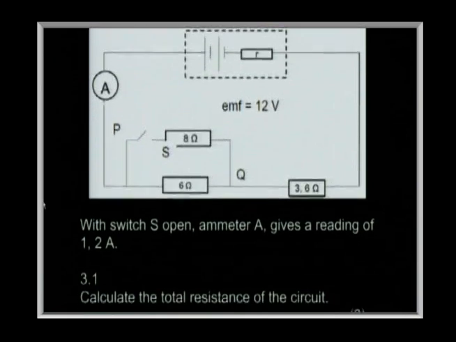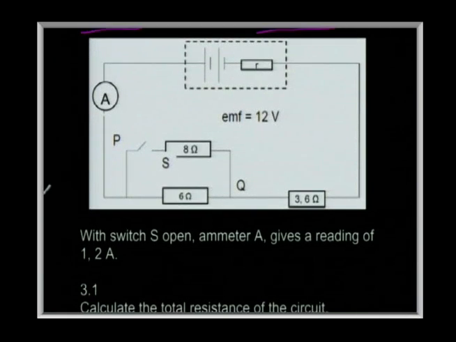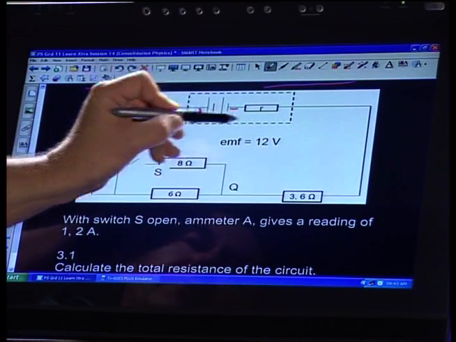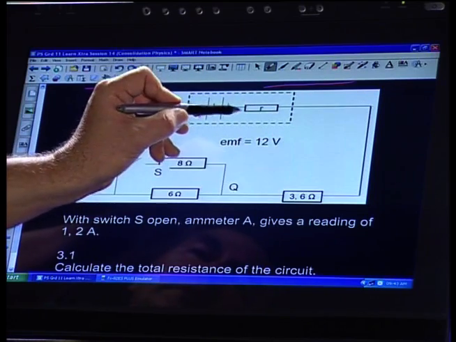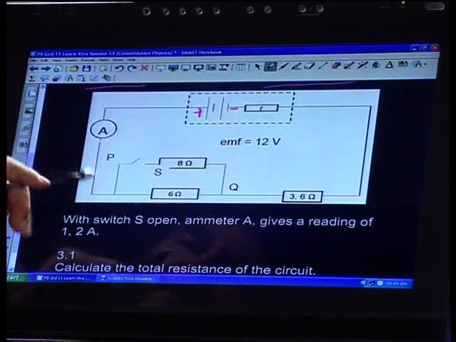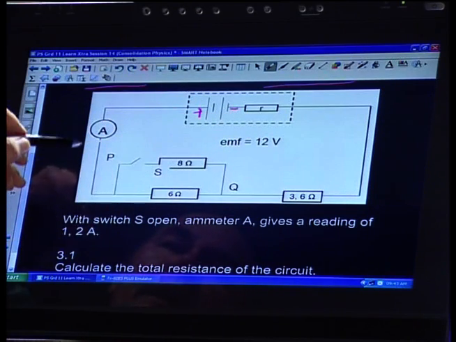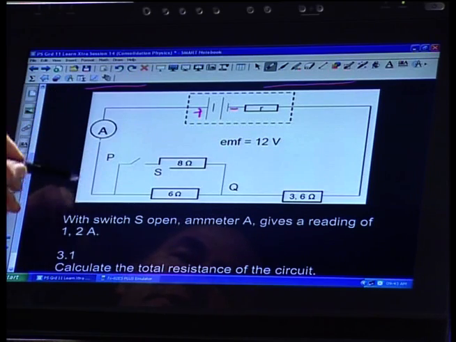So there we've got the question, and we've got the circuit. There's the battery. Remember, the long line is positive. I always like to put the plus there and the minus. This is the internal resistance. It is in the battery. Now, we're told the EMF is 12 volts, and we've got this circuit.